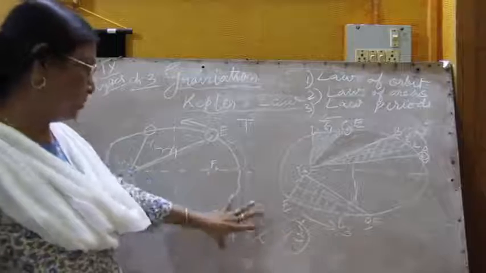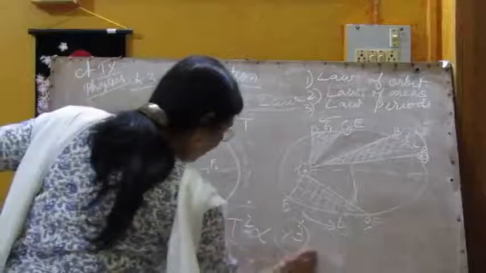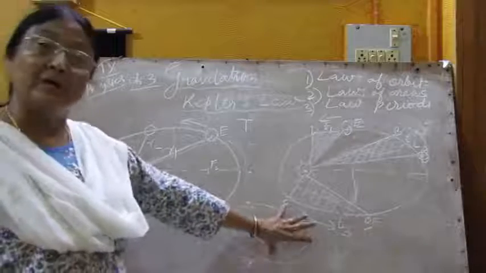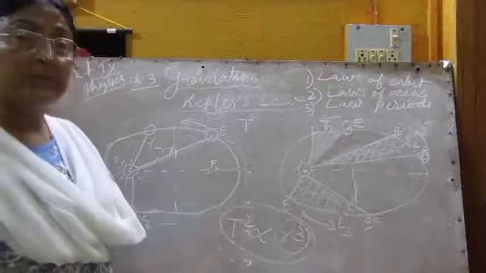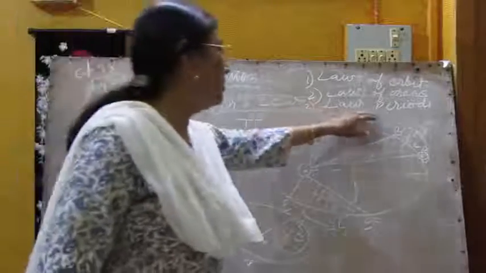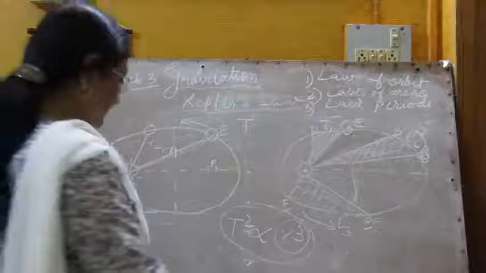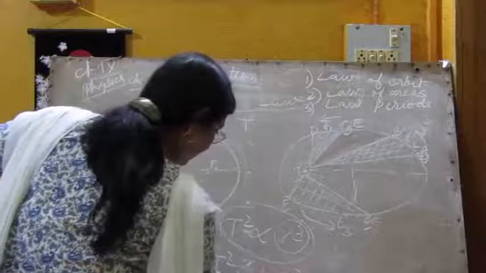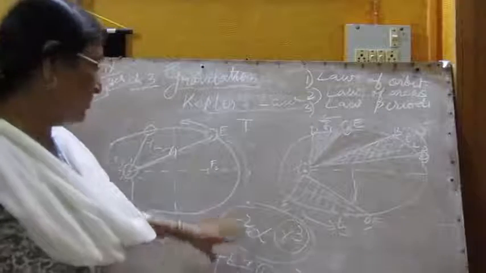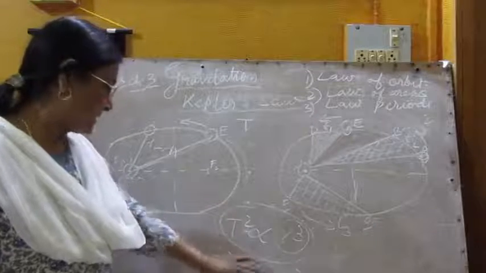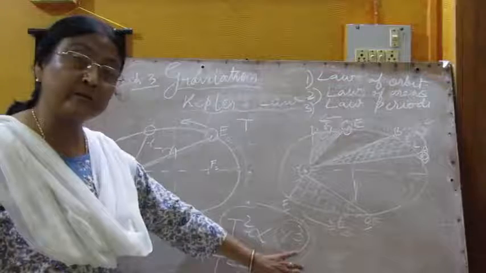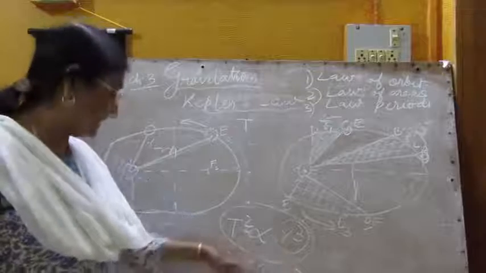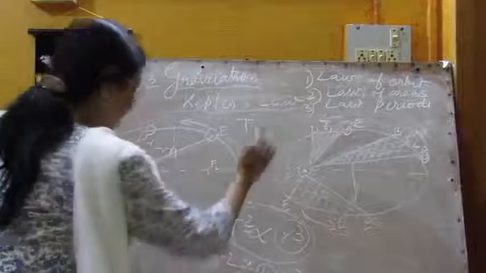And that he said is the third law of Kepler: the time period square is proportional to the distance cube. Clear? This is the third law, called the law of periods, and T square you can write as k R cube, where k is a constant. Since k is a constant, what relation are we getting? As the distance R increases, the time period also increases.